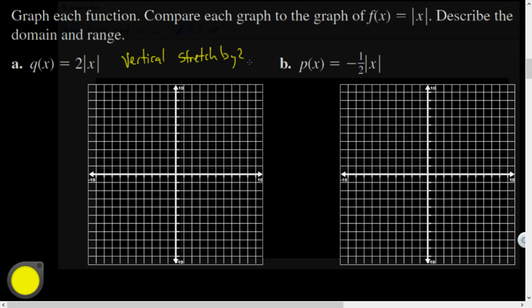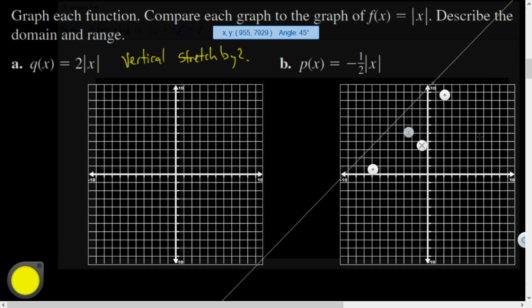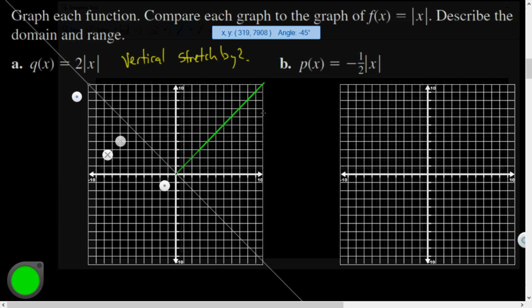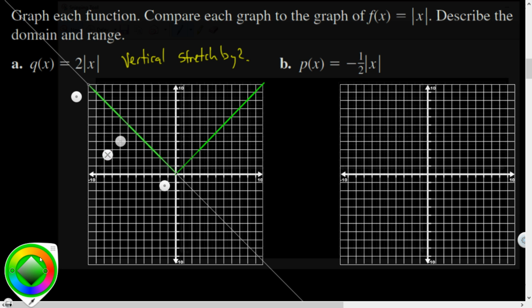By 2. All right. So let's see. The parent function would have looked like this. So here's what the parent function looks like. Just the classic V. The Mighty Ducks right there. And a vertical stretch by 2.